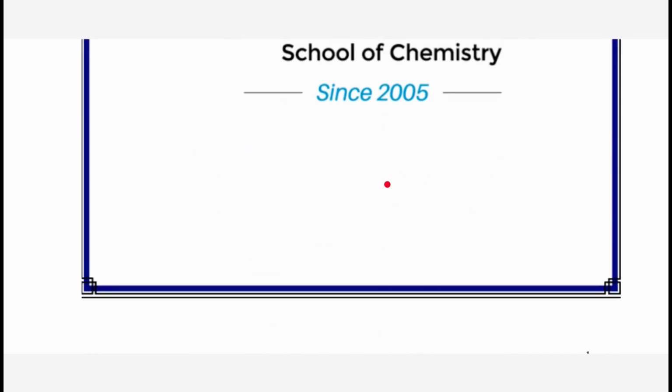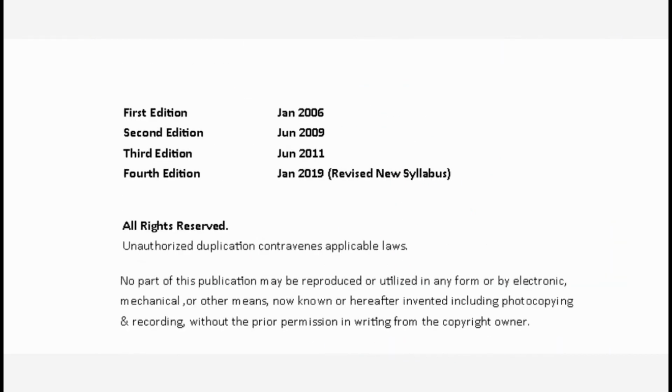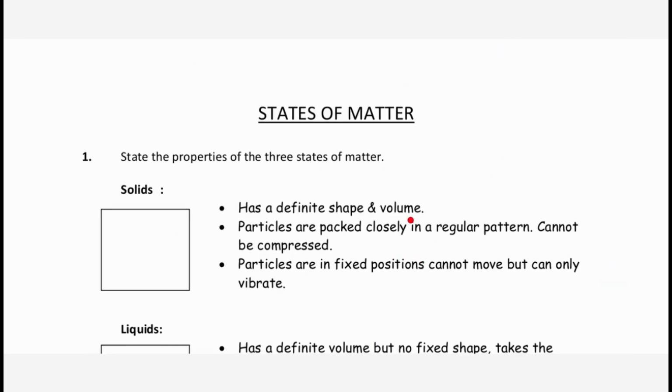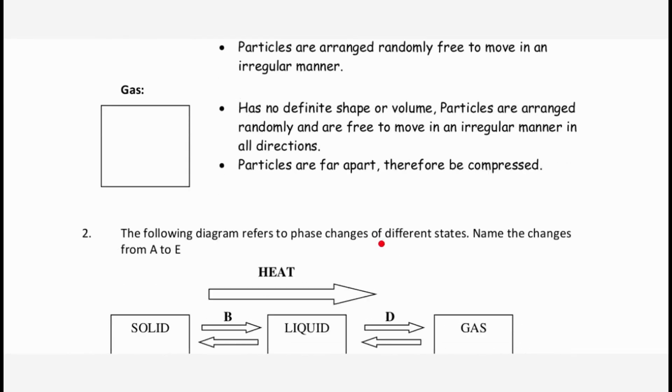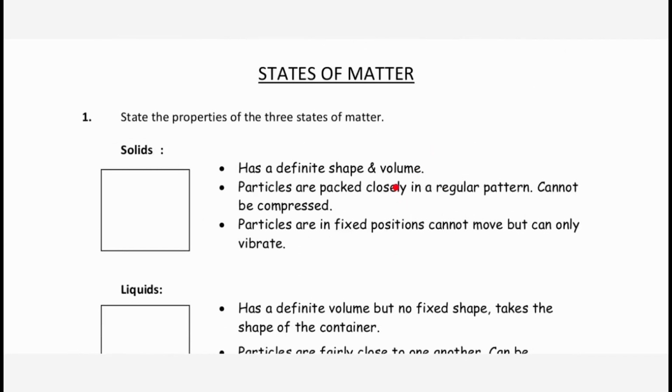Right. So I'll be discussing the different states of matter and the calculations based on the gas laws, the universal gas equation. In fact, matter is anything which occupies space and has a mass. The 3 states of matter are solid, liquid, and gas.